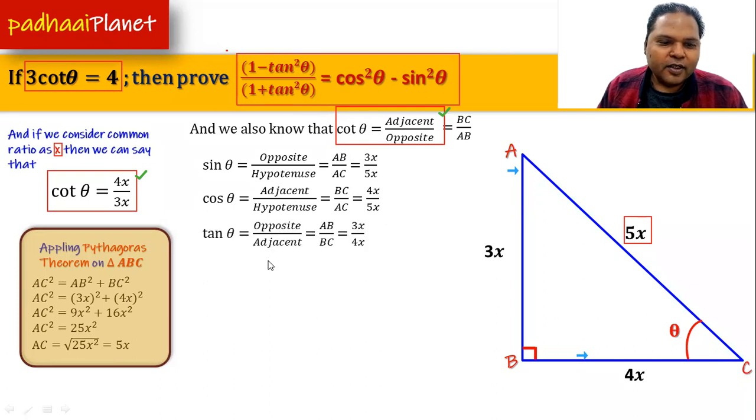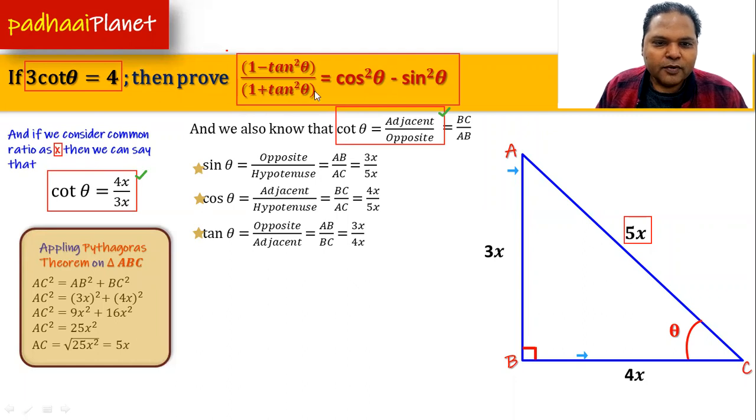And now we will find out tan theta. And tan theta is equal to opposite over adjacent, right? That's the ratio. We know opposite is AB and adjacent is BC, and then we put these values. So this is how we have got the values of sine theta, cos theta, and tan theta, right? So these are the three important things which we have found out in this particular question.